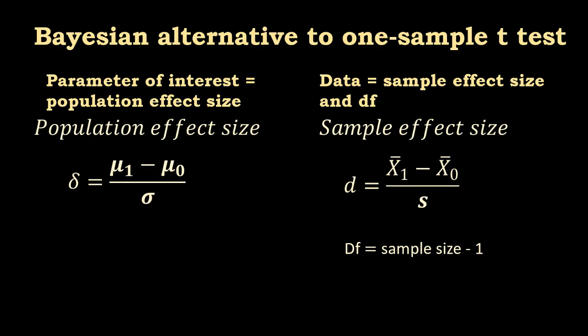Okay, so when we collect data, we are going to collect data on whatever numerical variable we measure in our sample, and then we are going to obtain the mean, and that's shown as x bar 1. That's the mean of our sample, and then we are going to subtract the mean 0, which is the specified value. Because we don't have the standard deviation of the population, we are going to use the standard deviation of our sample, S, to calculate the sample effect size.